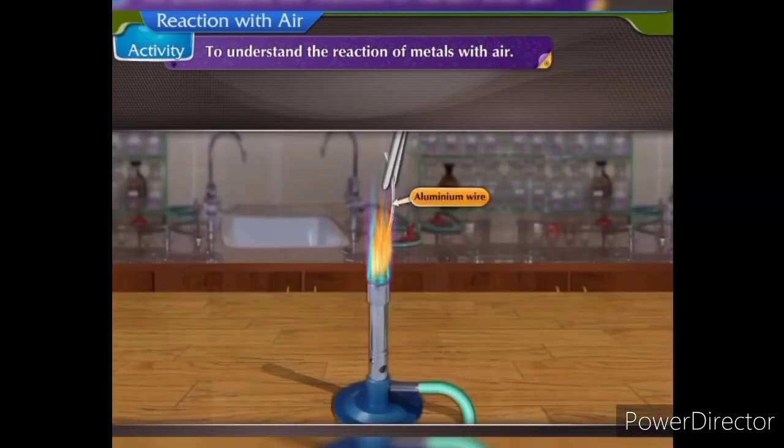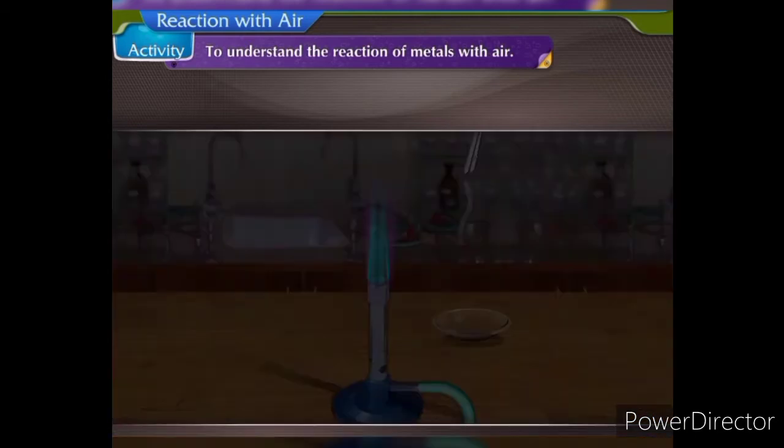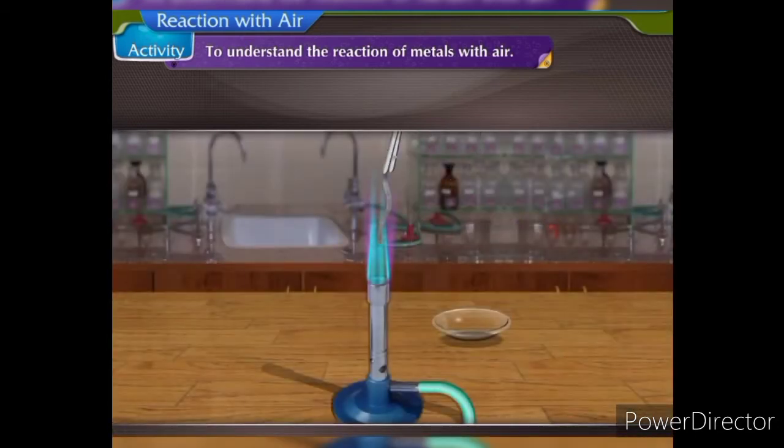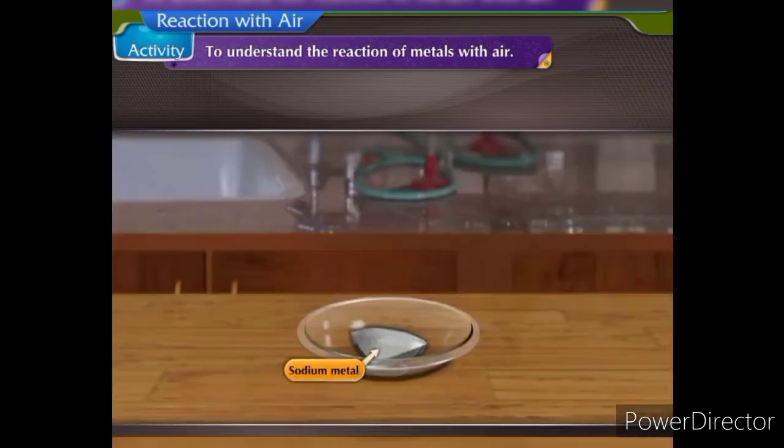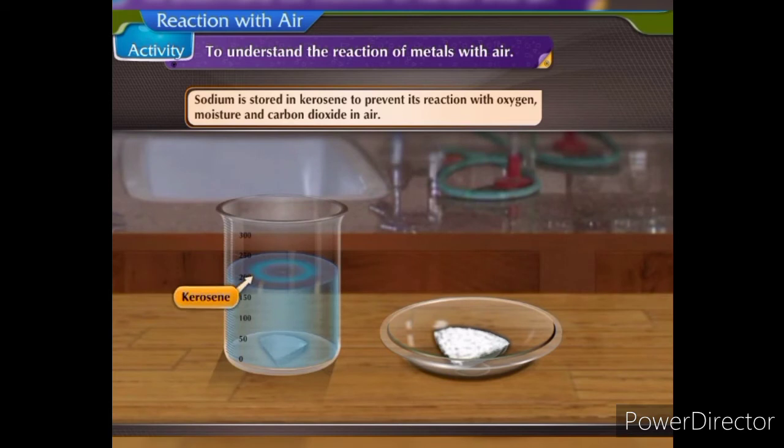Next, heat an aluminium wire. What do we see? There is a white layer of aluminium oxide formed over the wire. Now heat a magnesium wire. What do you observe? The magnesium wire burns vigorously in air, producing a bright light and a white powder of magnesium oxide. Next is sodium metal. It reacts with oxygen even at room temperature because sodium is highly reactive. Thus, sodium is stored in kerosene to prevent its reaction with oxygen, moisture and carbon dioxide in air.